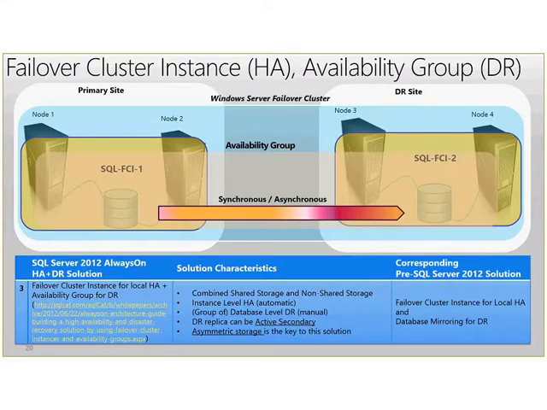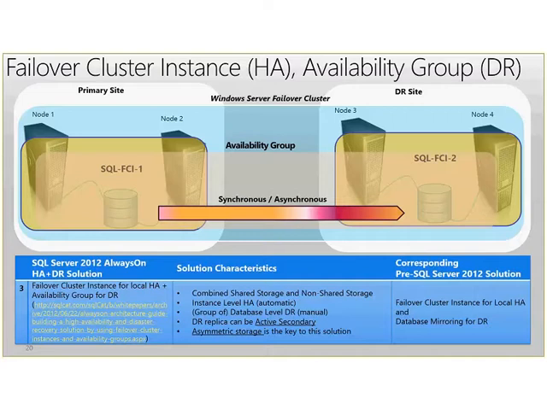And like the other solutions, there are a lot of variations of this topology. You can have multiple data centers. I'm showing just 2 here for simplicity's sake. You can have multiple replicas. You can have more than 2 nodes in each of the failover cluster instances. If you wanted to have 3 nodes at your primary site, you could absolutely do that.